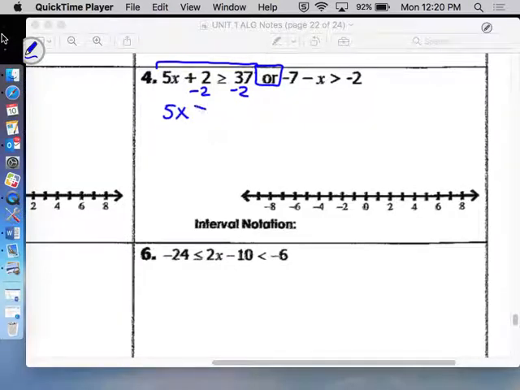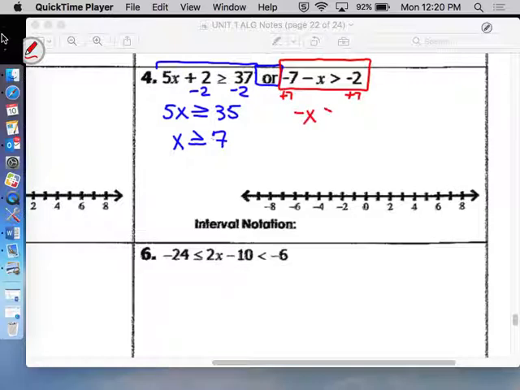So 5x is greater than or equal to positive 5. Then I would multiply both sides by 1 over 5. X is greater than or equal to 7. So I'll set that aside for a minute, and I'm going to box the other inequality in red. And my first step would be to add 7 to both sides.